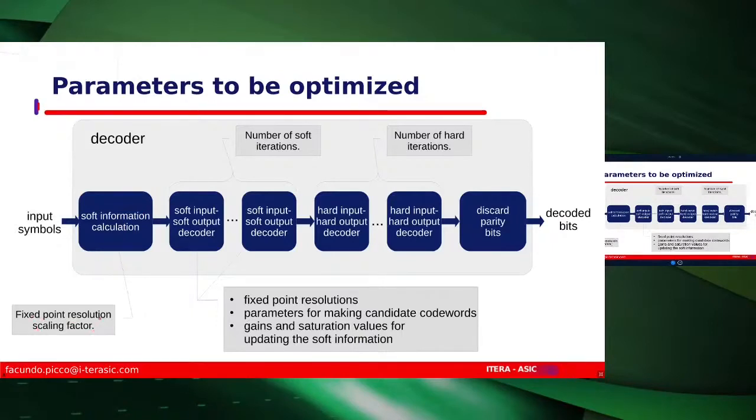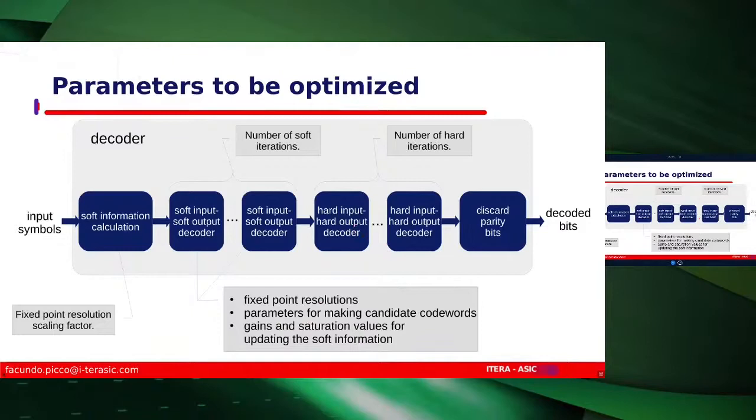Then basically, I hope you can see the gray lines. We have a number of soft iterations, and I will explain in the next slide the difference between soft iterations and hard iterations. Following the soft iterations, we have a number of hard iterations. And in the soft iterations, we have several parameters to optimize as well, like fixed point resolutions, parameters for making candidate code words, and gain and saturation values for updating the soft information.